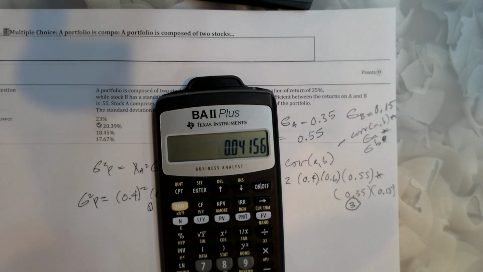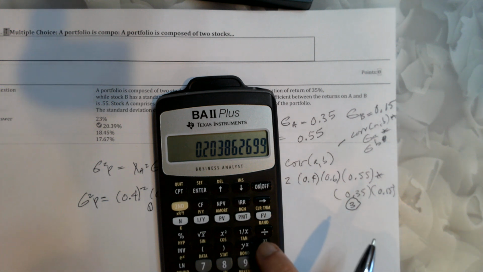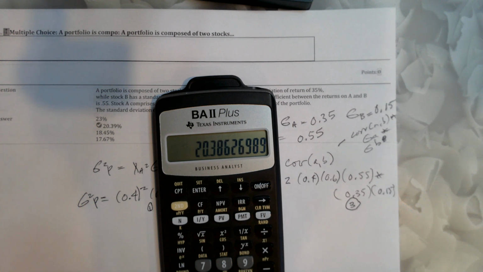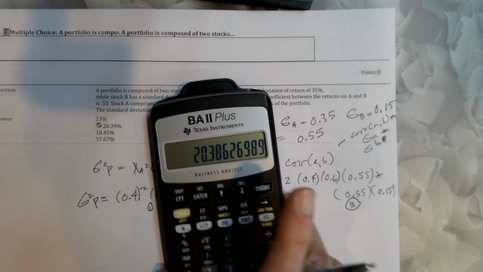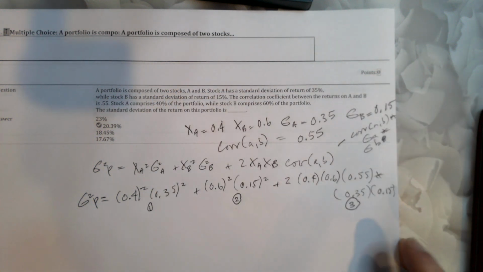Now to get from variance to standard deviation, all we have to do is take the square root, and that gives me this number here. And remember, we're working in decimals, so in order to be able to get to percentages, I'm just going to multiply by 100, and it gives me the answer of 20.39%.